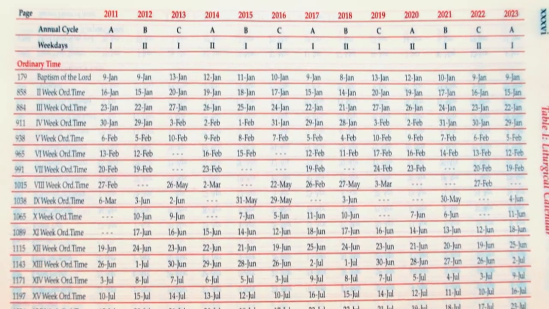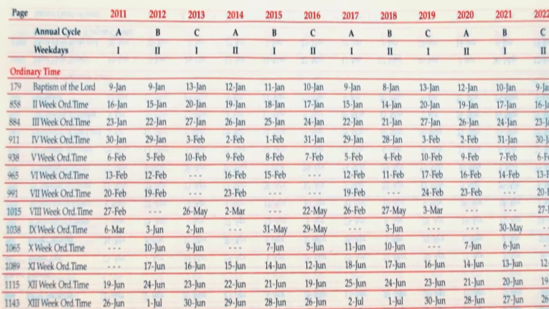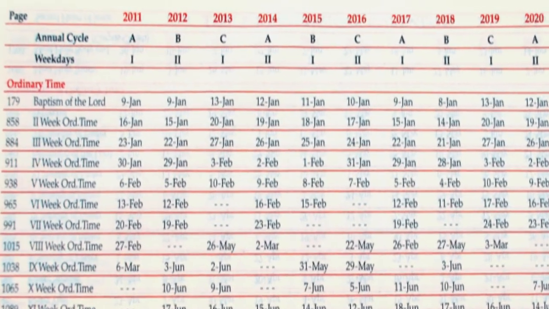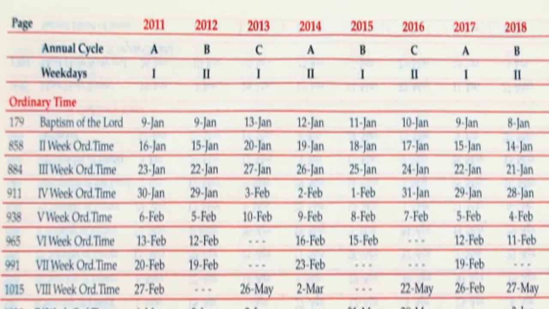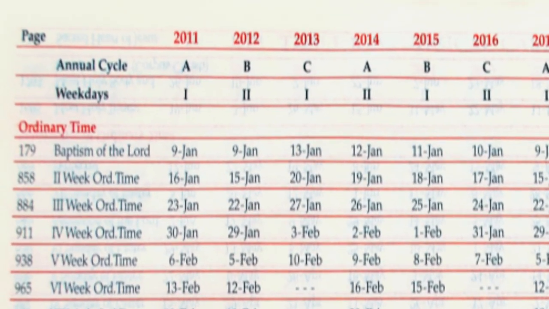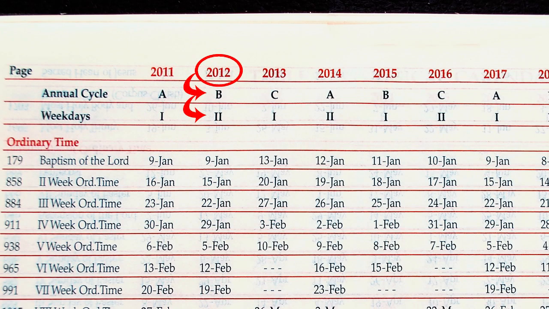Also, at the beginning of your Missal, you should have a liturgical calendar. This calendar will help you find the page numbers of the readings each week. Find the year at the top, 2012. Next, you will see that for Sunday, we are using the readings with Cycle B. For weekdays, we are using the readings for Week 2.